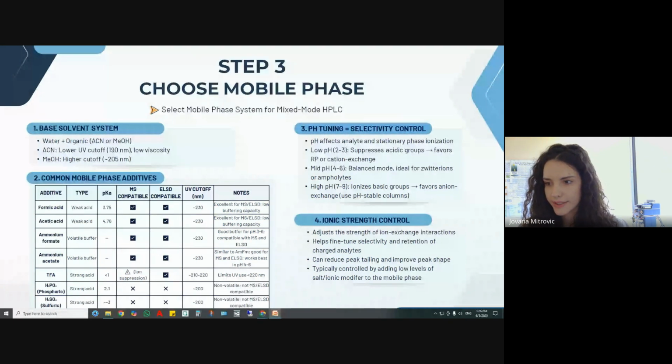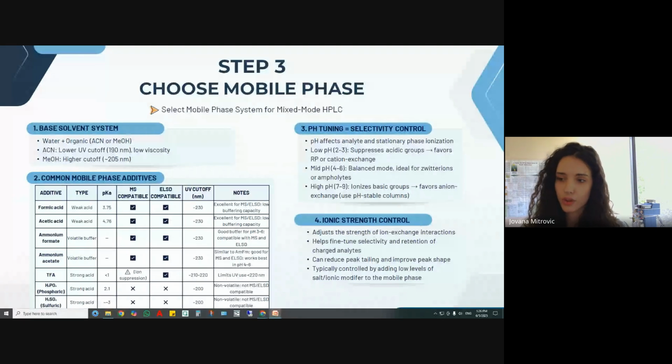On the other hand, we have strong acids. TFA, for example, is a strong acid with a very low pKa. It can also cause ion suppression in mass spec, so it should be used cautiously. It's ELSD compatible and also limits UV detection below 220 nanometers.